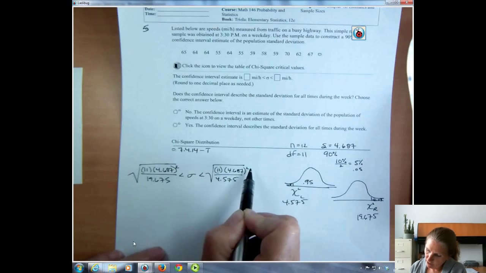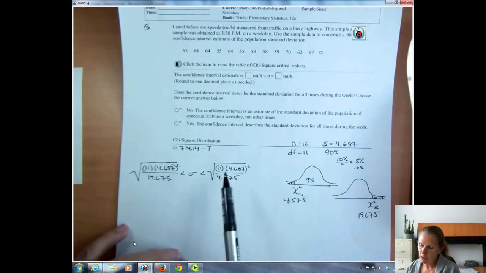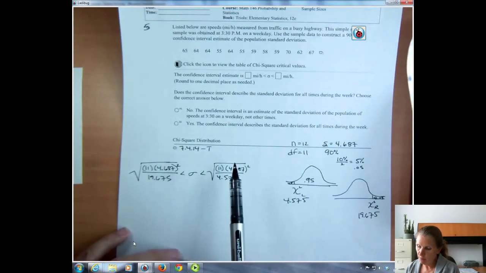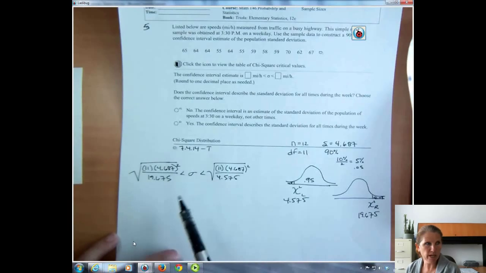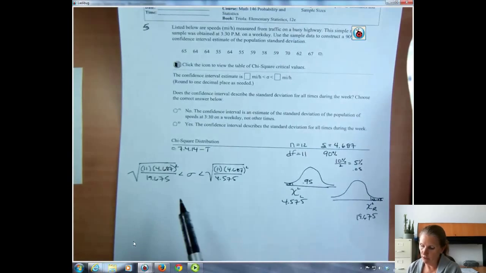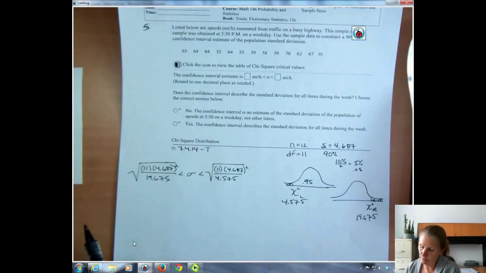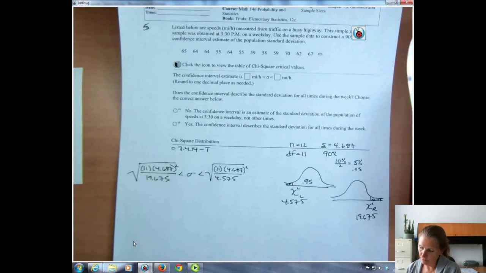What are we finding here? We're saying that we're 90% confident that the actual standard deviation for the population is within these two values. We're 90% confident that our confidence interval includes the actual value. We know for sure it includes this sample standard deviation, but we're saying we're 90% positive or confident that the population standard deviation is included in our interval.